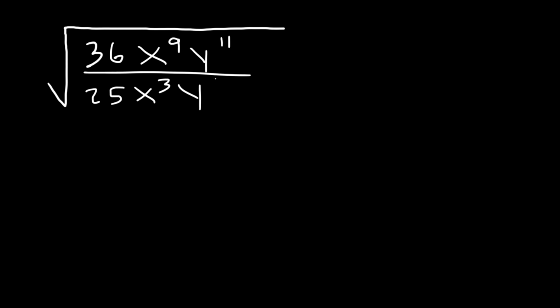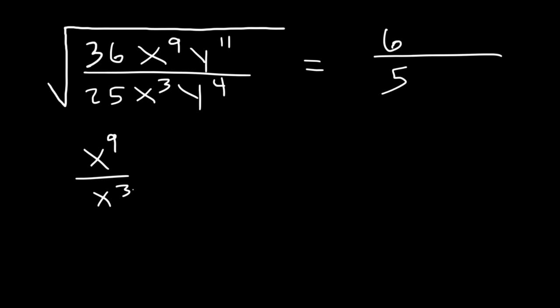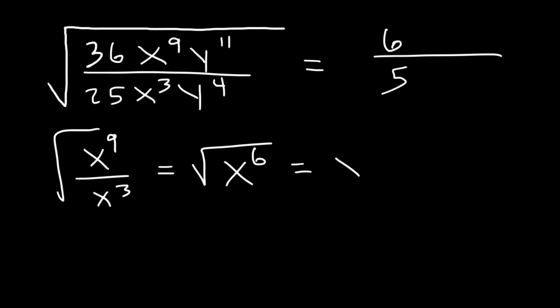Here's another example. Simplify the square root of 36, x to the 9th, y to the 11th, divided by 25, x cubed, y to the 4th. The square root of 36 is 6, and the square root of 25 is 5. Now what about x to the 9 divided by x cubed? When you divide by a common base, you need to subtract the exponents. 9 minus 3 is 6. So this becomes the square root of x to the 6th, which is x to the 3rd. And we need to put it using absolute value.